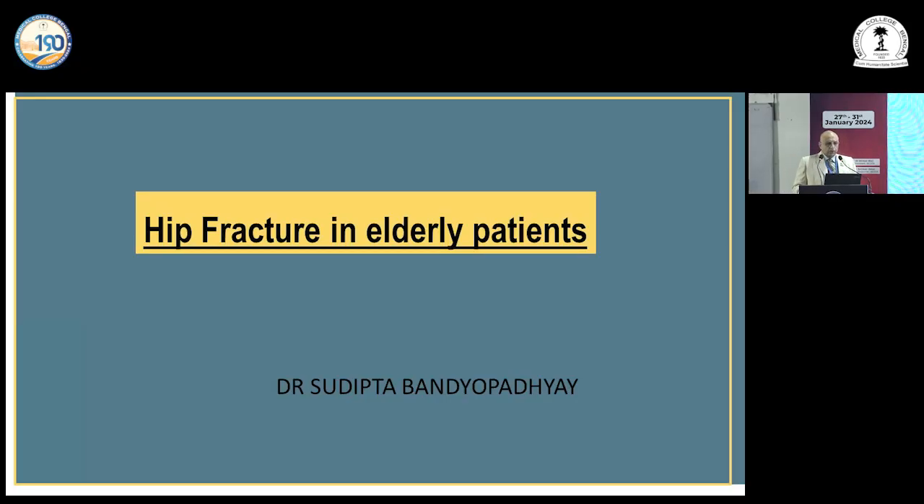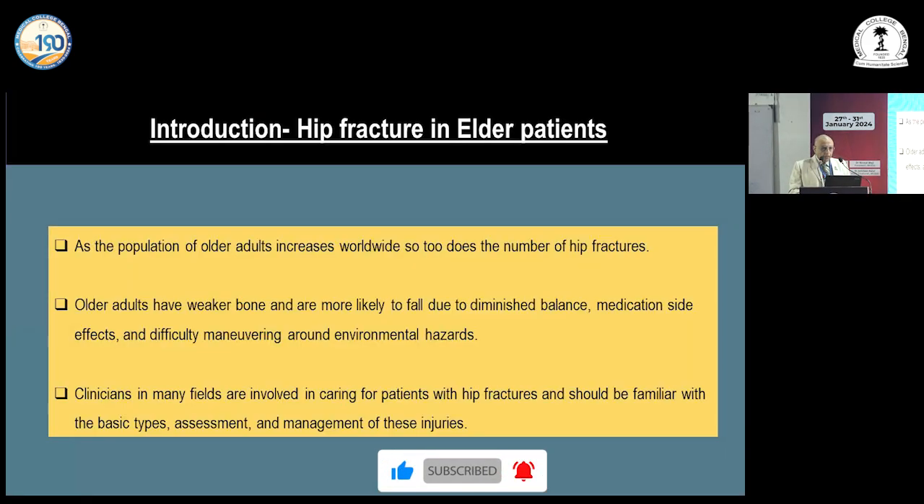Good afternoon. Today I am going to speak about hip fractures in elderly patients. As the population of older adults is increasing all over the world, so does the number of hip fractures.